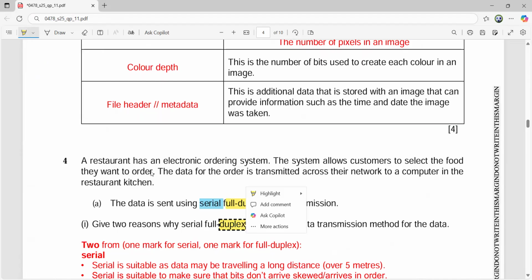Give two reasons why serial full duplex is a suitable data transmission method for the data. Now, this is what is being asked in the paper, that you have to write why. Why is this? Give two reasons. I have to give two reasons for that. Now, moving to the next one. Answer.